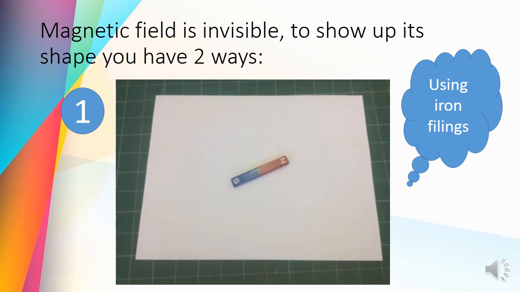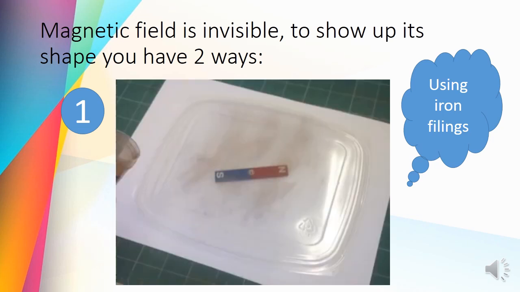As you can see in this bar magnet, the magnetic field is invisible. We can't see it around. So to show up its shape, we have two ways. This is the first one. Begin by placing clear plastic or glass over a magnet. In this case, I use the cover of an old takeout tray.